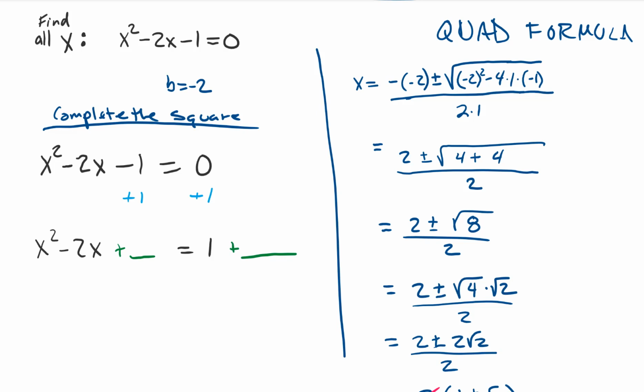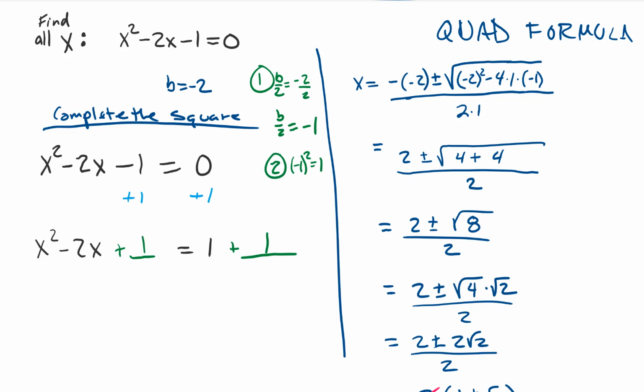Now here's the game. Cut it in half and square it. Cut B in half. So just put a 2 underneath it. So half of B is equal to negative 1. Neat. Step 2. Square negative 1. That's 1. So that's what we're going to add to both sides of this equation.